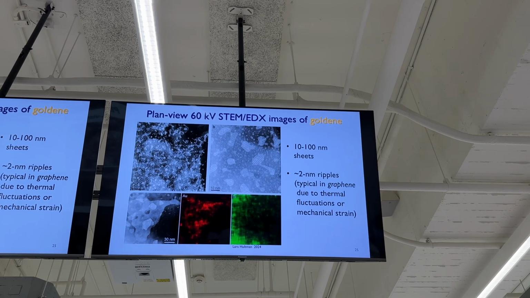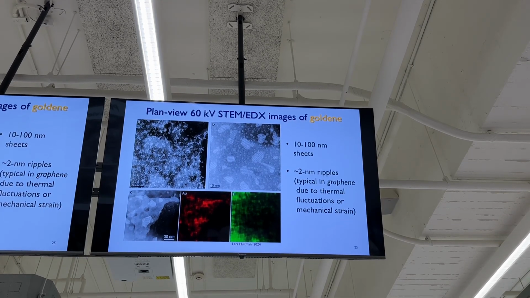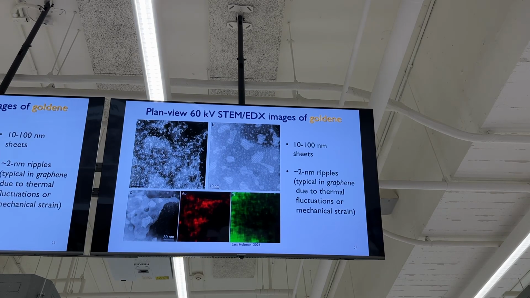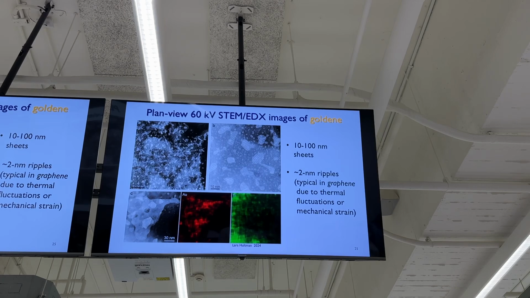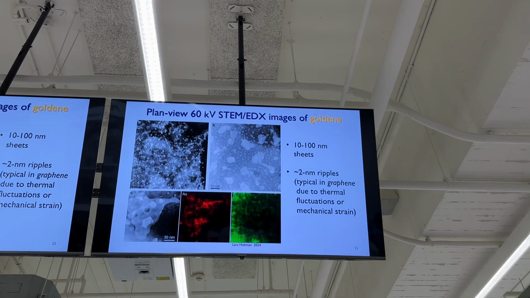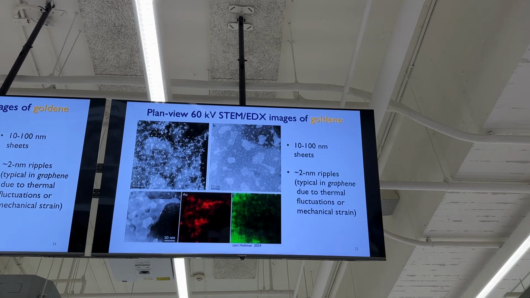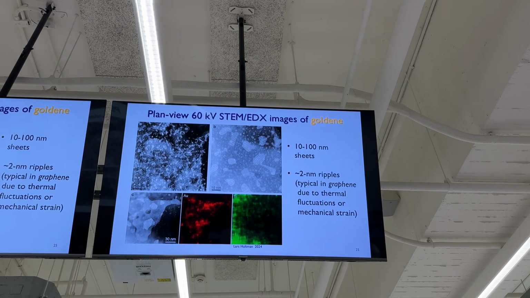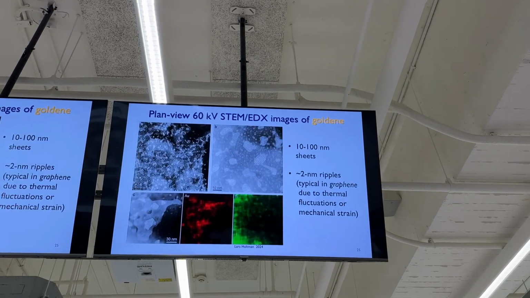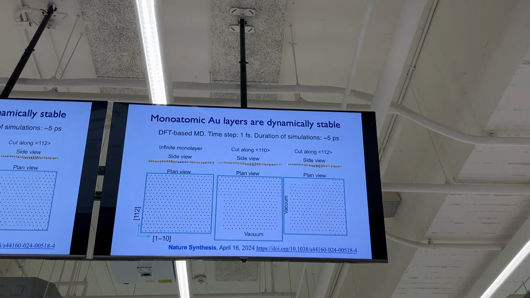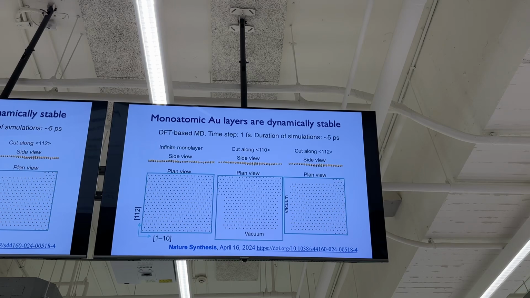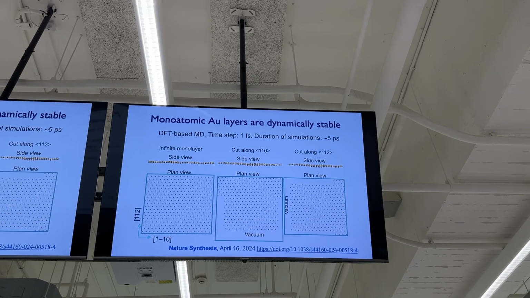In plan view, you can see that they are quite small fragments. Here is one, and here is one. The band contrast comes from a rippling, which is natural to many 2D materials. It's also observed for graphene. Now, would goldene be expected to be stable? Well, we decided to run a molecular dynamics simulation.